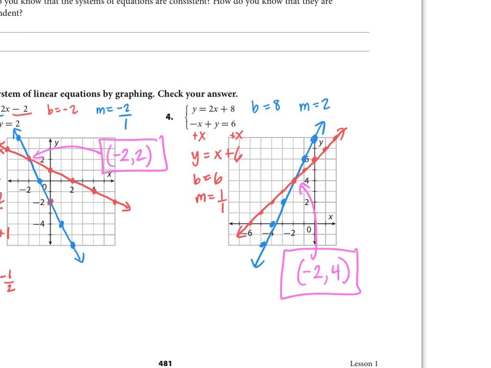Here's a solution for number 4. As you can see in blue, I graphed the first equation using slope-intercept form. And so there's my line, the blue one. The second equation, I had to add x to both sides to put it into slope-intercept form. I got my y-intercept is 6, and then my slope is 1, which is 1 over 1. And there's the second equation graphed, the red line. They intersect at this point, -2 comma 4. So that ends up being my solution.